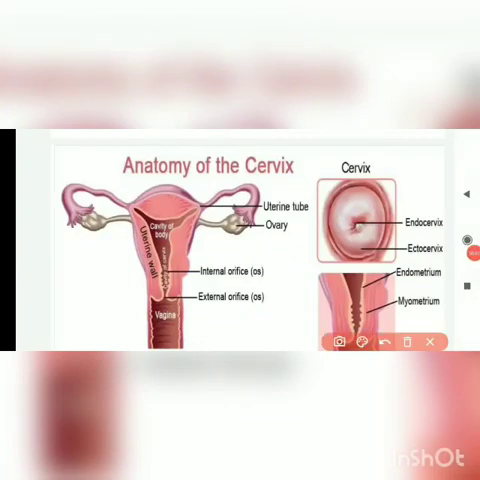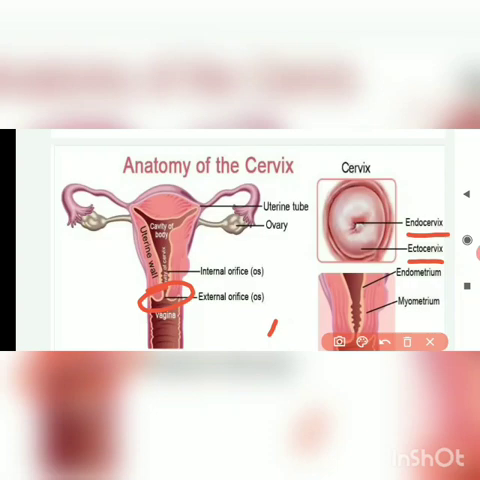So today we'll talk about benign lesions of the cervix. Before going to the topic proper, we'll discuss the normal anatomy of the cervix. The cervix, as you all know, is a part of the uterus. So this is the cervix. The cervix consists of two parts, the endocervix and the ectocervix.